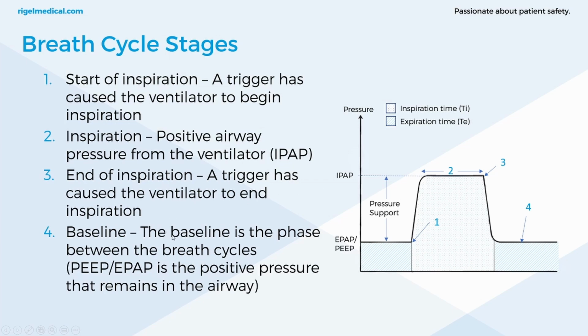Now we've got baseline. The baseline is the phase between the breath cycles. PEEP is the positive pressure that remains in the airway. This pressure support here is the positive airway pressure from the ventilator. There's always going to be some baseline pressure within the airway, right above this floor.